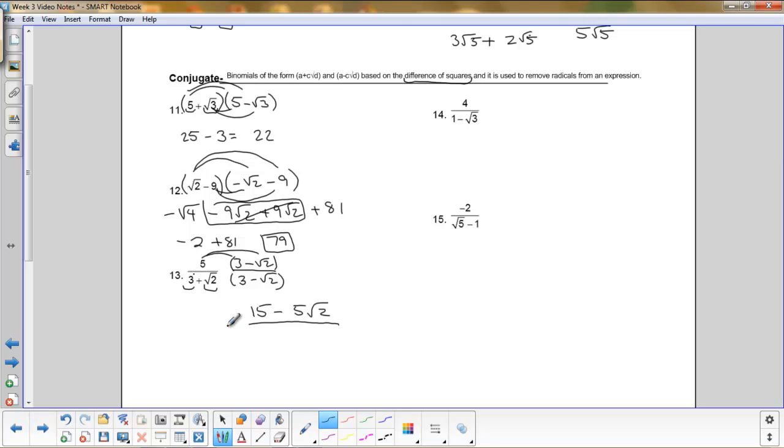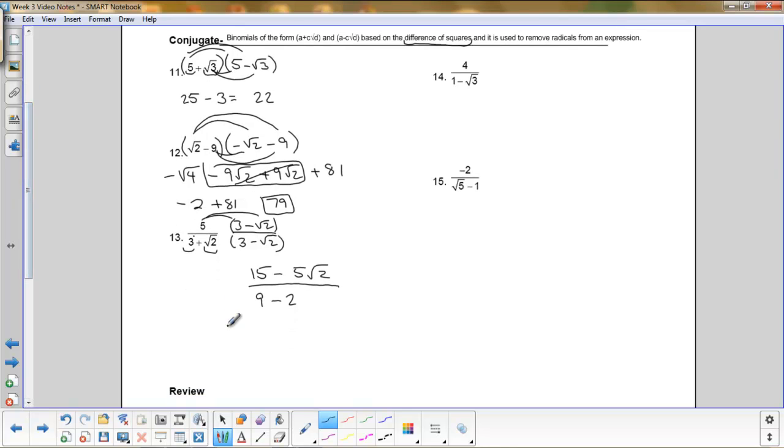That's a, so a is 3, so a squared is 9. That's b, so that's going to be minus, the square root of 2 squared is 2. And so now I get 15 minus 5 times the square root of 2 divided by 7. That is my simplified form.